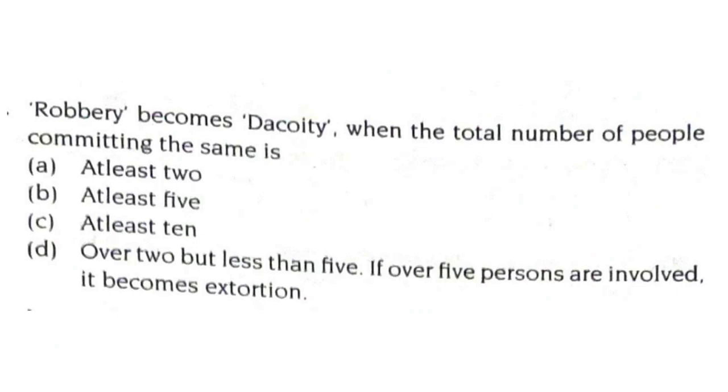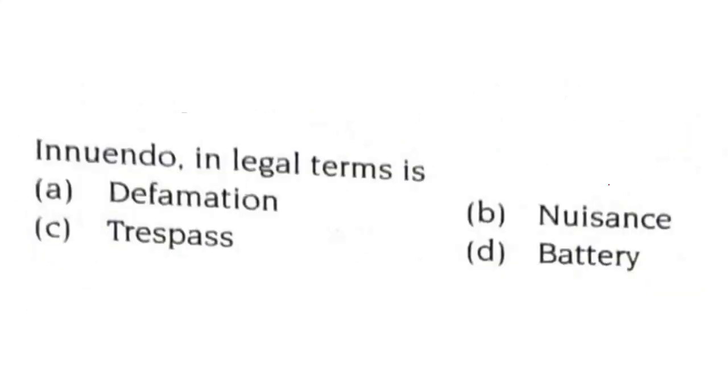Robbery becomes dacoity when the total number of people committing the same is at least 2, at least 5, at least 10, over 2 but less than 5. It is at least 5. Innuendo in legal terms is defamation, nuisance, trespass, battery. Innuendo in legal terms is defamation.